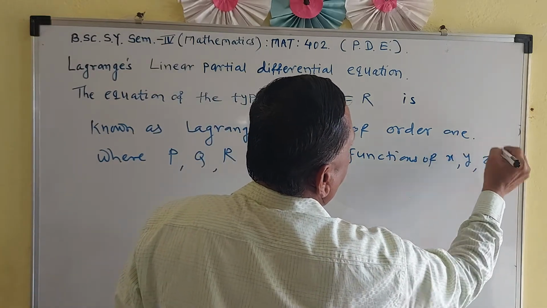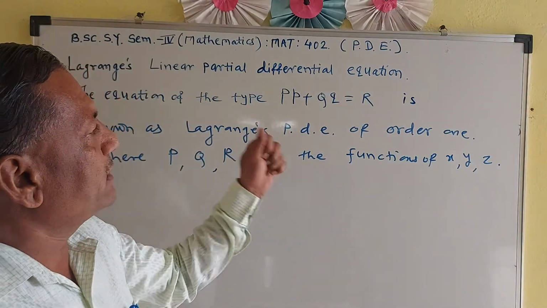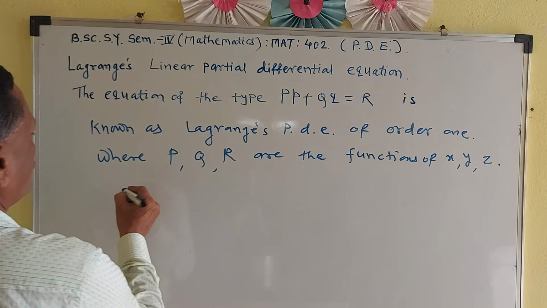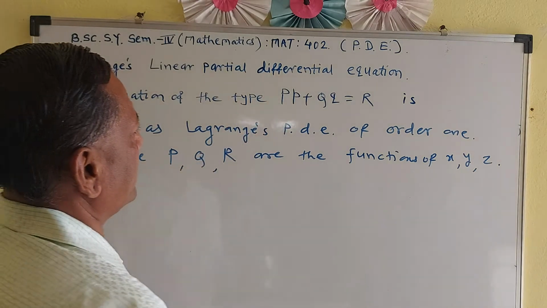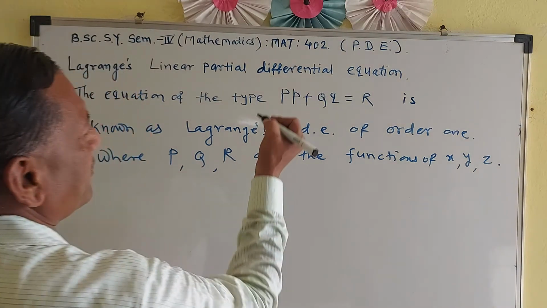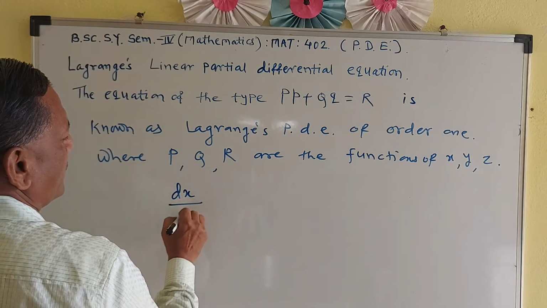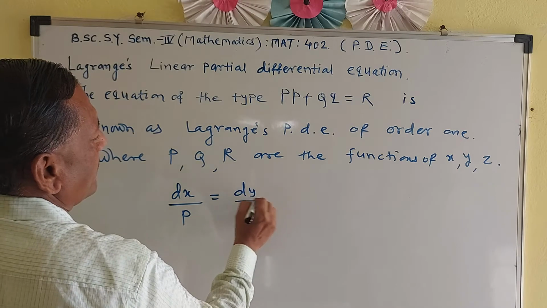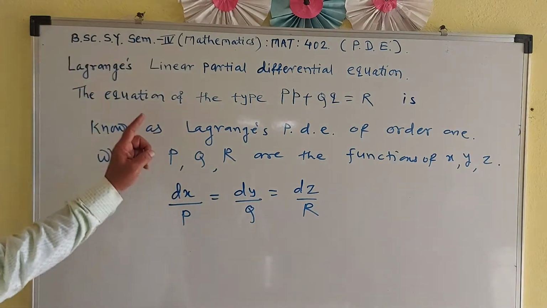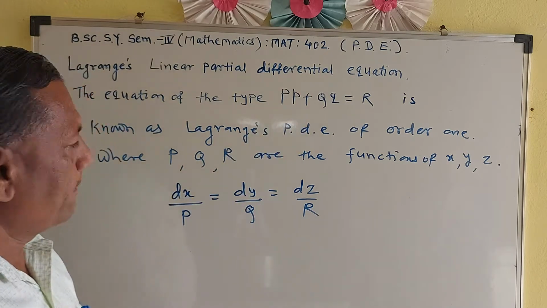If you have the Lagrange's equation of this type, then what is the procedure to find the general solution? So how do you solve it? To solve Lagrange's partial differential equation, first we write the auxiliary equations of Lagrange's partial differential equation: dx upon P is equal to dy upon Q is equal to dz upon R. So these are the auxiliary equations of equation 1.